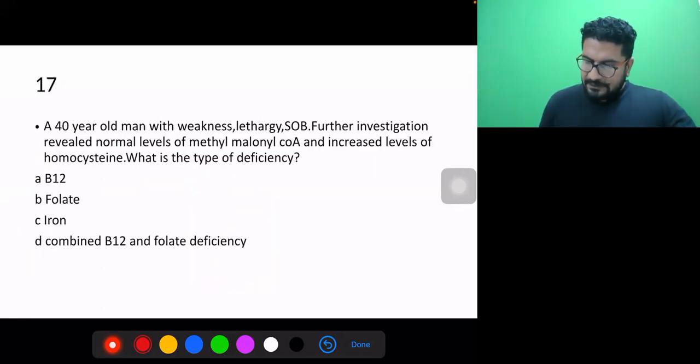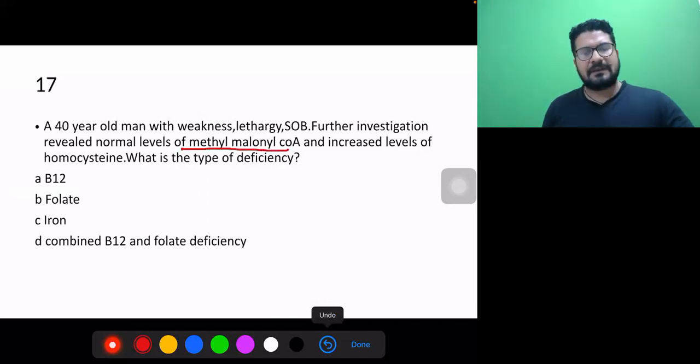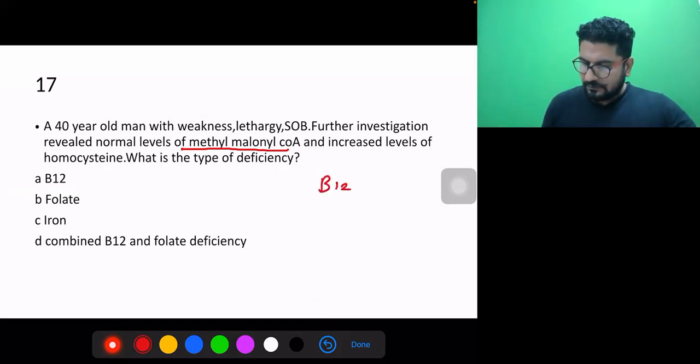40-year-old male with weakness, lethargy, shortness of breath. Again, remember shortness of breath can also be a feature of severe anemia. Normal levels of methylmalonic acid. So understand this, MMA levels are normal in folate deficiency, and these levels are increased in B12 deficiency. Homocysteine level will be increased in both. I repeat, how you differentiate B12 from folate deficiency? Folate is your B9.